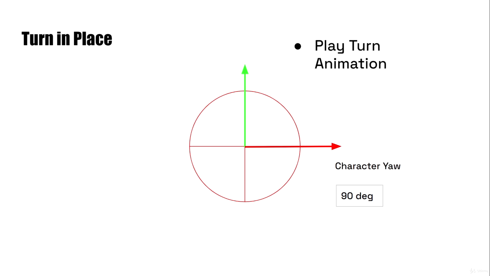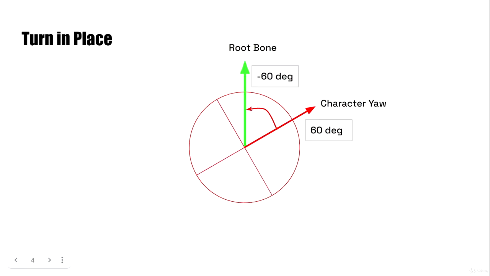going to play a turn in place animation where her feet will shuffle like she's turning. And that's also the point where we're going to rotate the root bone back towards the character's direction in a smooth manner and eventually bring that root bone smoothly back to pointing in the character yaw direction. So the first thing we need to do is calculate this offset.